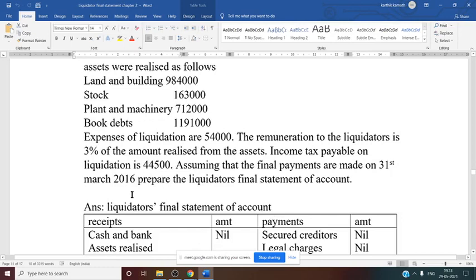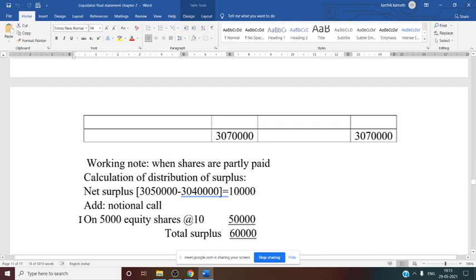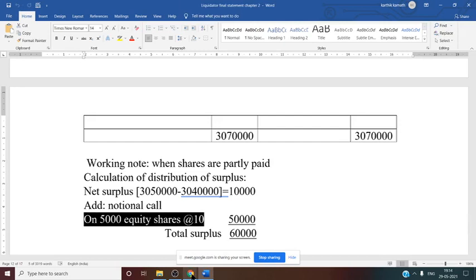So notional call amount, see this, notional call on 5,000 equity shares at 10. Especially this 5,000, in this question both classes of equity shares are 5,000, but sometimes they'll give you 4,000 and 5,000 like that. Then you need to see which is minimum and find the difference amount. So here the difference amount, 60 minus 50, is 10, and 5,000 is equity share.